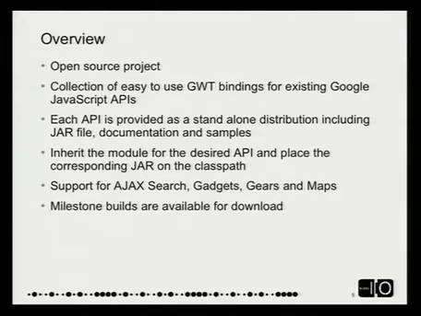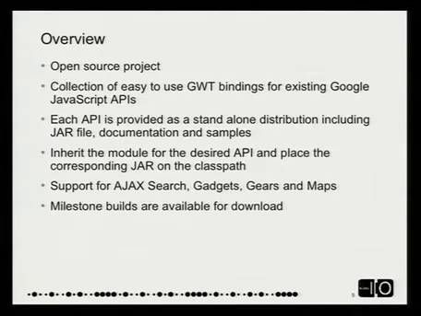Basically, we take each API and we create a standalone distribution for it. So any of the APIs that I'm going to talk about today are available for download from that project, and they're just individually contained. You don't have to use all of them. You can just pick the ones you want to use. Each API comes with a set of JavaDoc, the jar file that contains everything that GWT needs to be able to interoperate with it, and some sample code. And some of the samples that I'm going to have up here actually come from the samples that ship with each API.